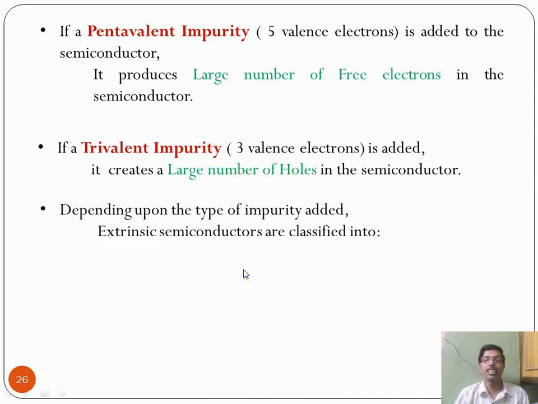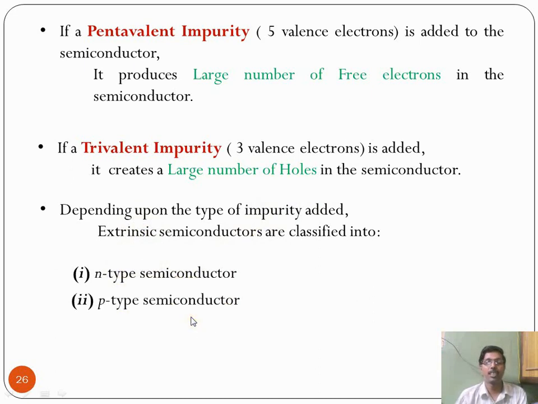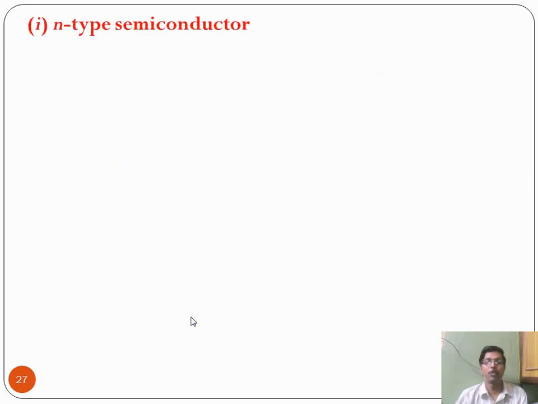So it's clear from this discussion that, depending upon the impurity added to the intrinsic semiconductor, it becomes an extrinsic semiconductor. Based on the type of impurity added, we can classify extrinsic semiconductors into 2 types. One is the N-type semiconductor and the other is the P-type semiconductor. Now you can see in detail about the N-type semiconductor and then the P-type semiconductor.